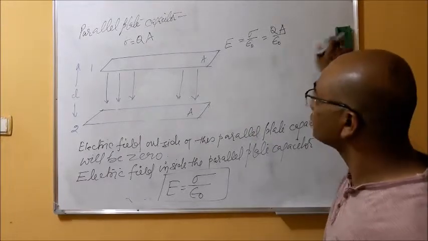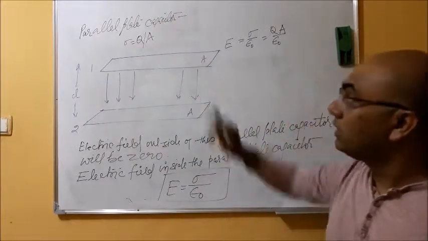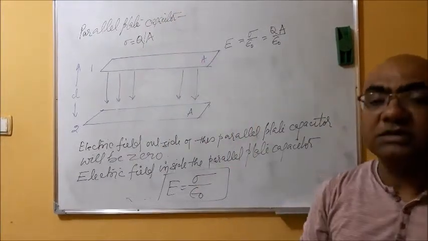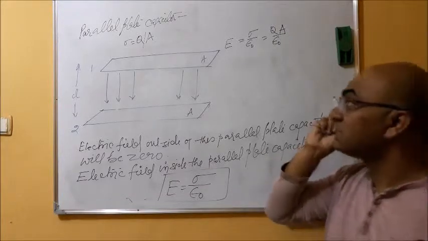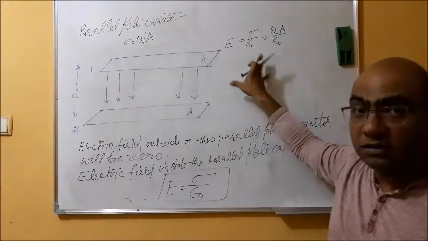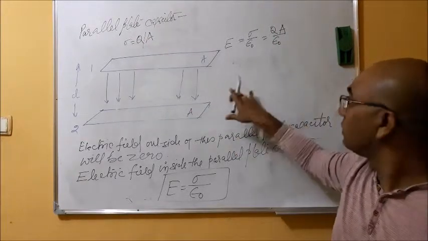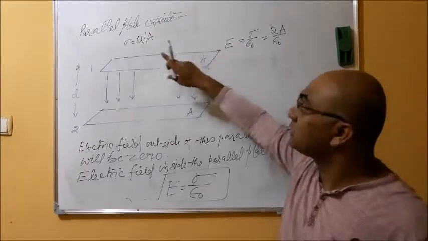Sorry, I wrote something wrong. The sigma is surface charge density. Surface charge density is defined as charge per unit area. So please correct it. I think I wrote here QA, but sigma is Q by A.